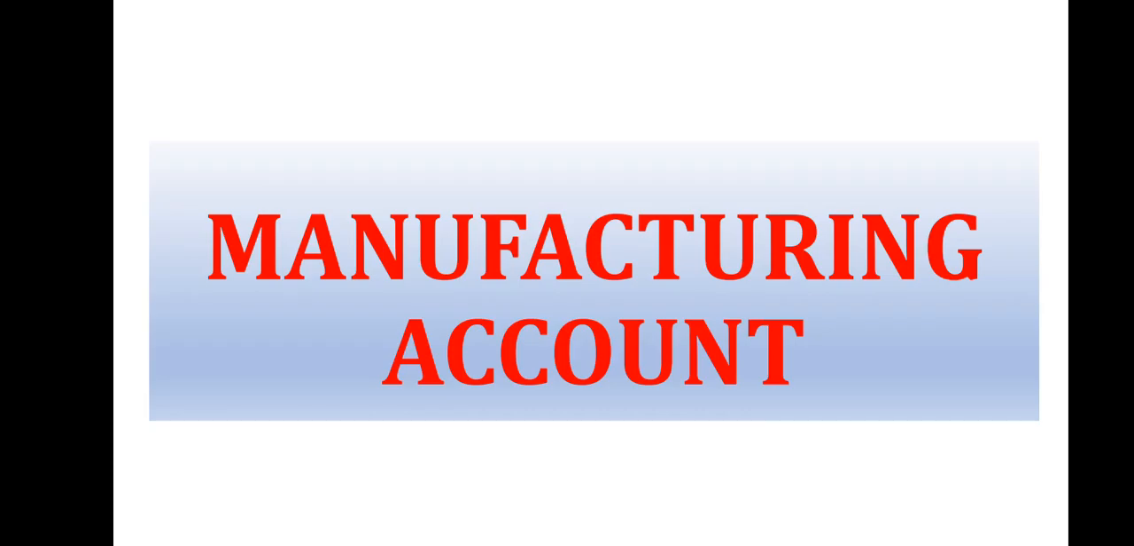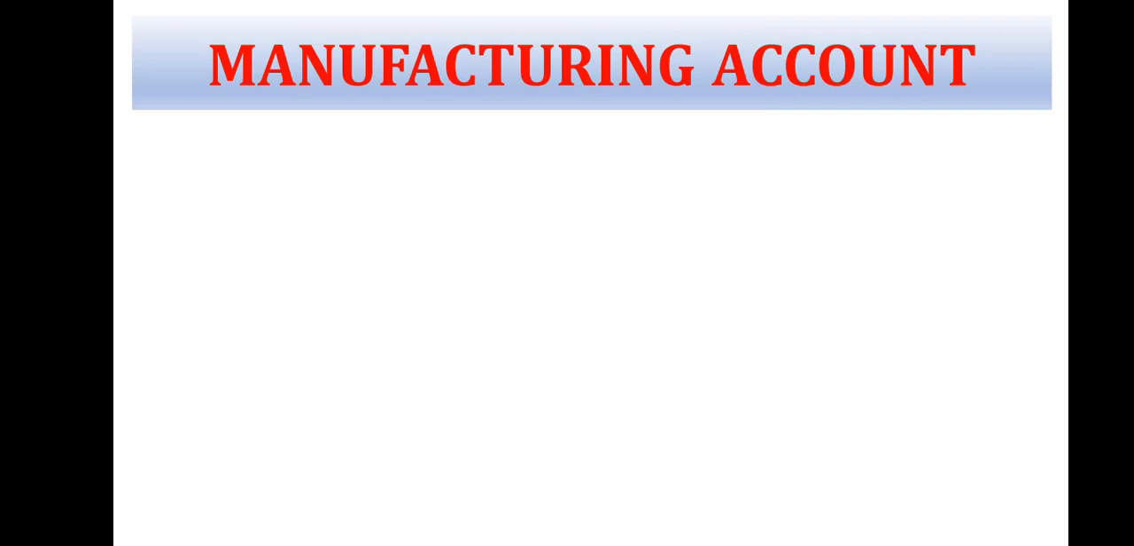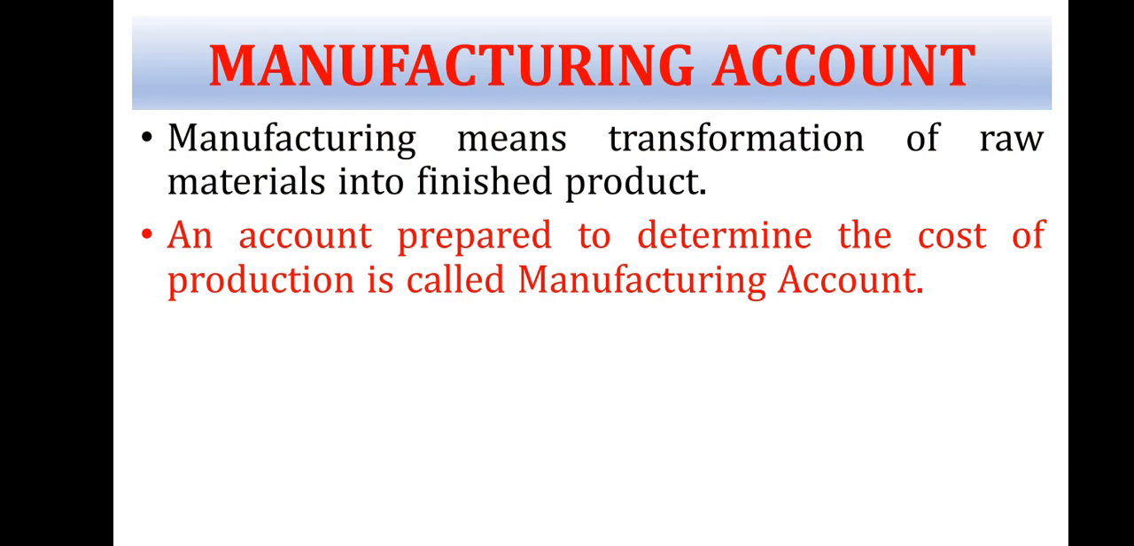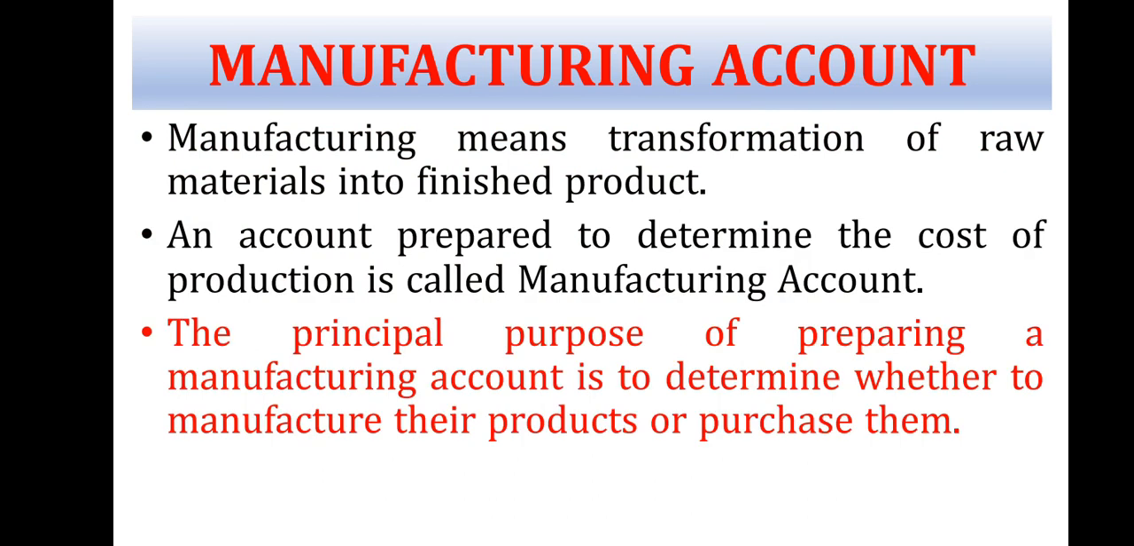Manufacturing account. Before we dive into what manufacturing account is, what is manufacturing itself? Manufacturing means transformation of raw materials into finished products. So an account that is prepared to know the cost of producing this product is what you call manufacturing account. And the principal purpose of preparing manufacturing account is for the company to determine whether to manufacture their products or to buy the product.